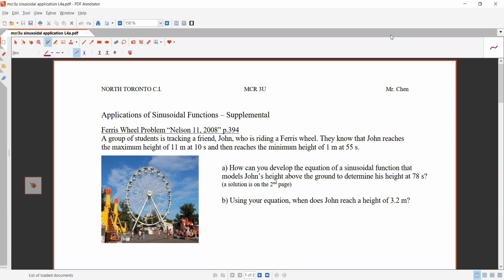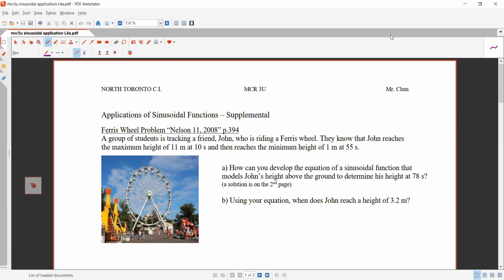This is Mr. Chen, MCR3U, with a supplementary lesson on applications of sinusoidal functions. Hopefully you can hear me. I've decided to provide an extra worksheet that's related to lesson 4. Lesson 4 we'll talk more about probably in another video or previous video, depending when you're seeing this.